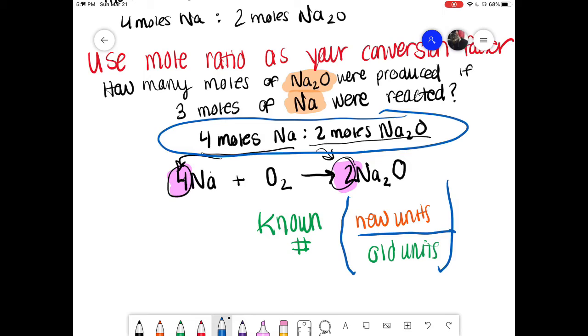Our next step, once we know our mole ratio, which will be our conversion factor, is we can go ahead and set up this problem to solve. And so let's break down our question.